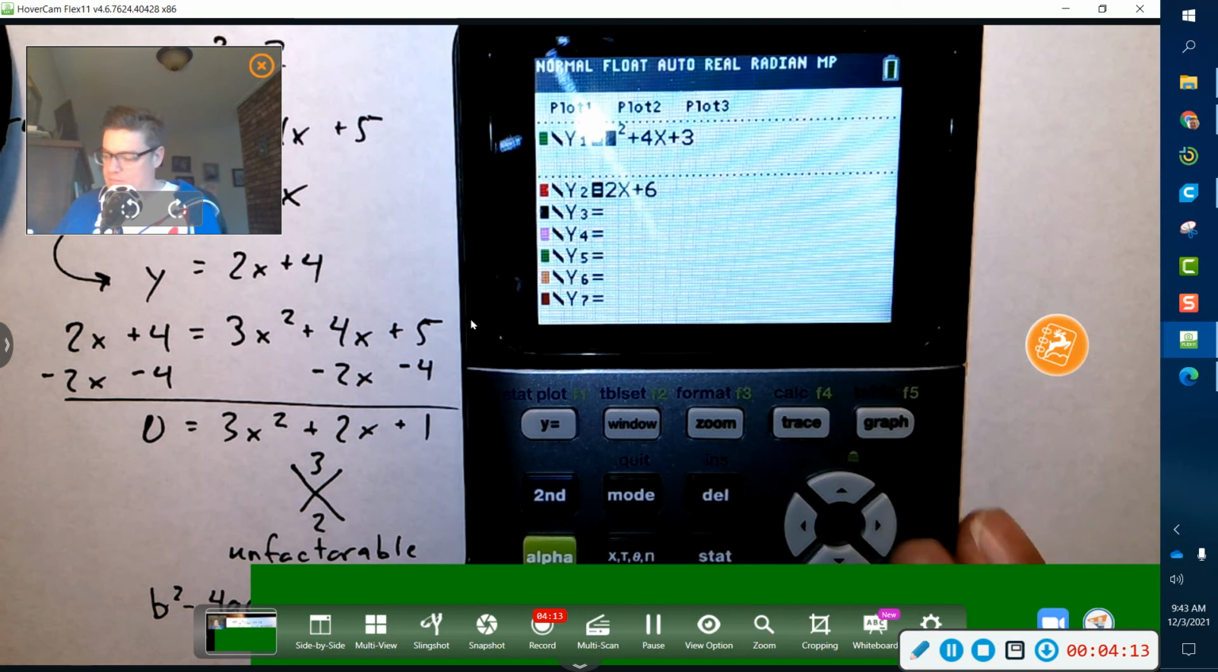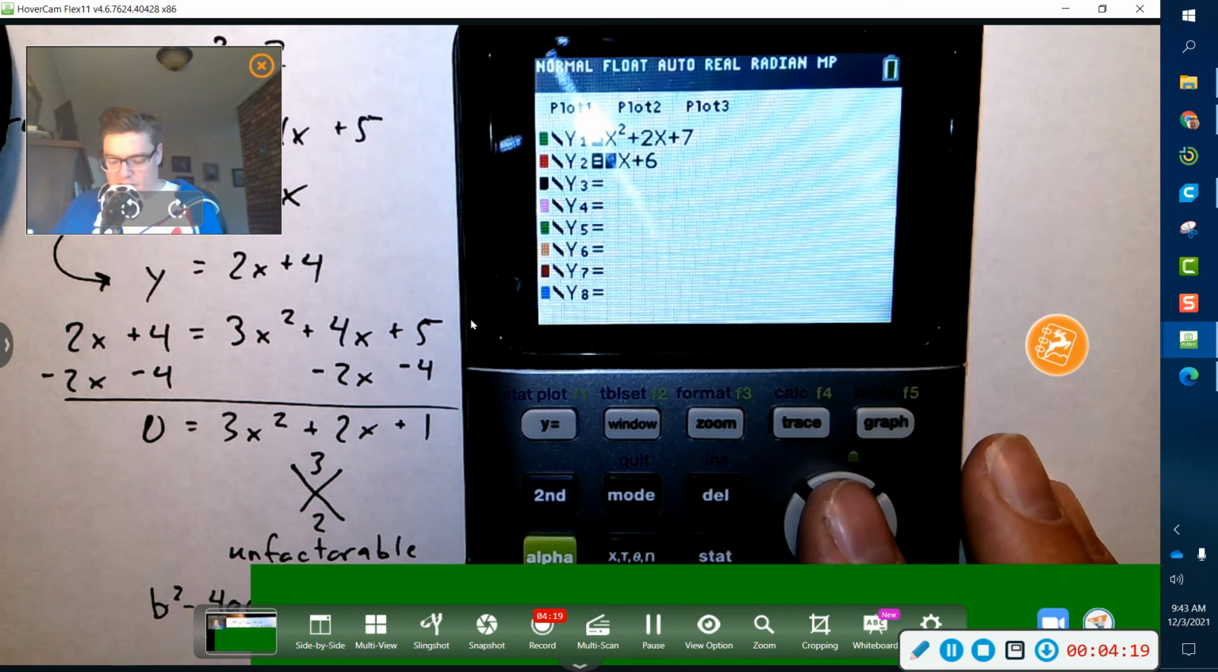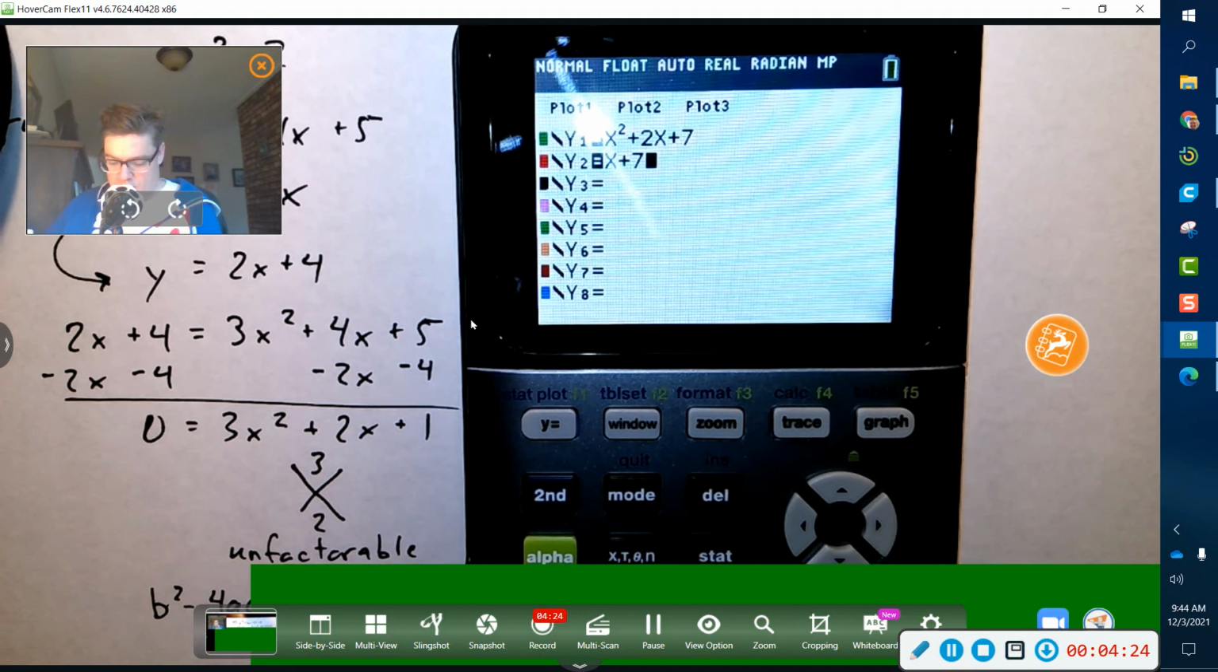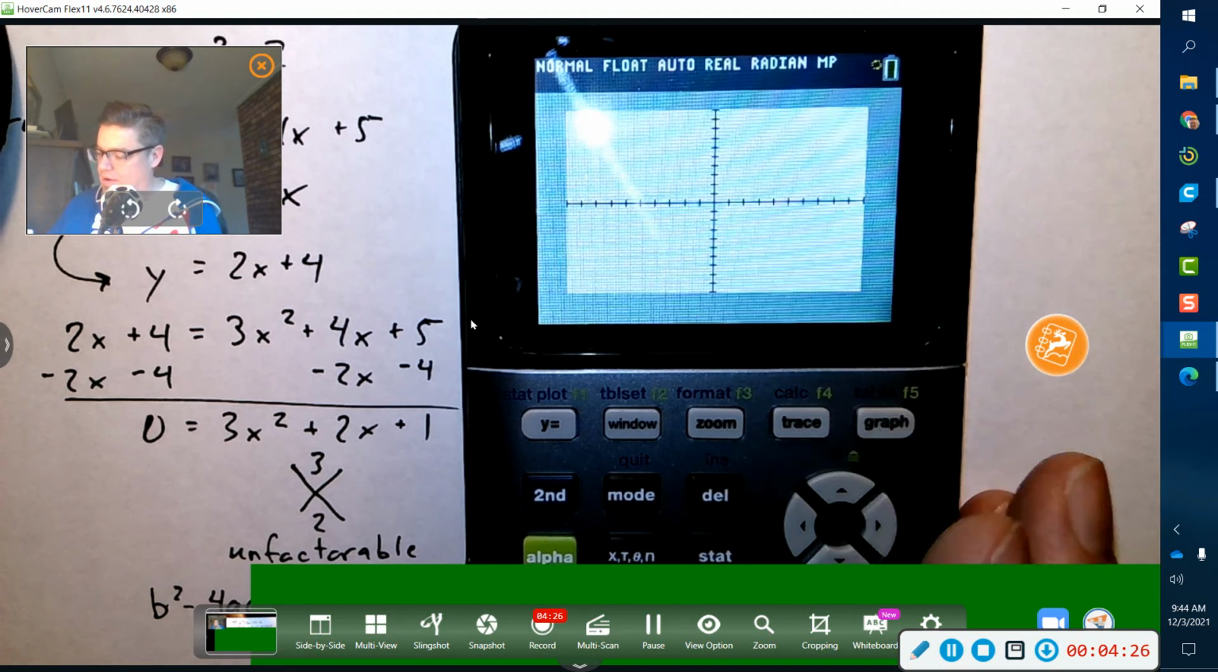All right, and then we've got this guy here. Now we've got x squared plus 2x plus 7. So I'm going to just write over that. And then y2 is x plus 7, so I'm going to delete that. Okay, let's go ahead and take a look at that. We'll graph that.